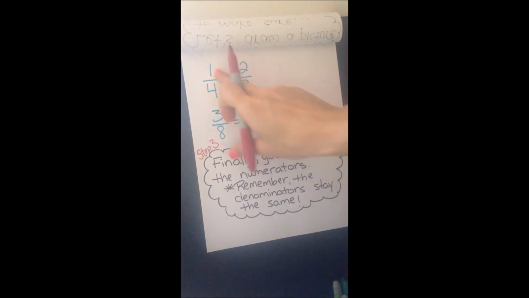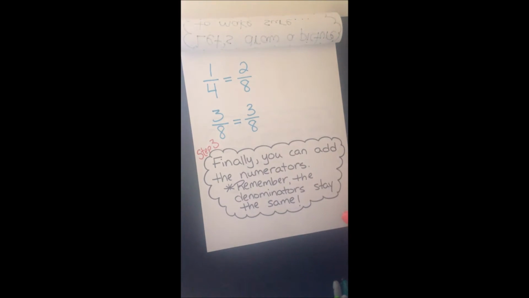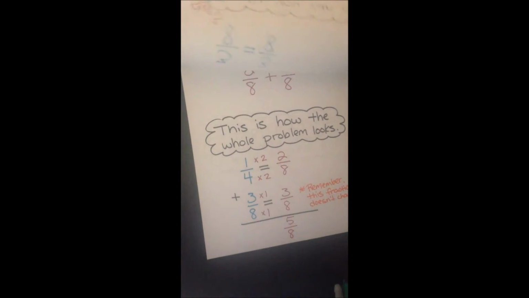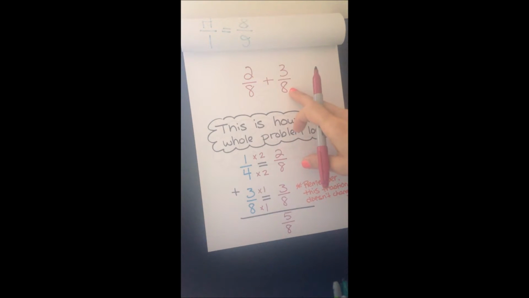Here are my two new fractions. 1/4 equals 2/8, and 3/8 stays the same. It equals 3/8. Finally, we can add the numerators. Remember, the denominators stay the same. Here's my new problem. 2/8 plus 3/8. This is how the problem would look if I showed all of my work. 1/4 equals 2/8, 3/8 equals 3/8. I have my original fractions, I have my work, and I have my new fractions. Now all I have to do is add my numerators. 2 plus 3 equals 5. Remember, my denominator stays the same.